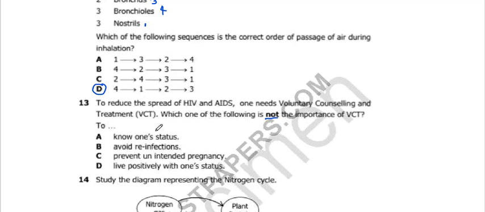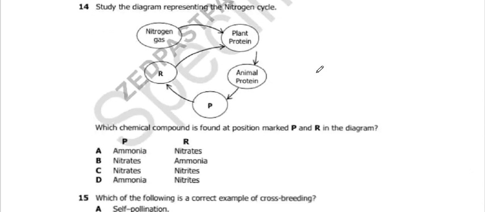So during VCT, you will not be taught on how to prevent unintended pregnancy. So the correct answer is C. And go on to question number 14.